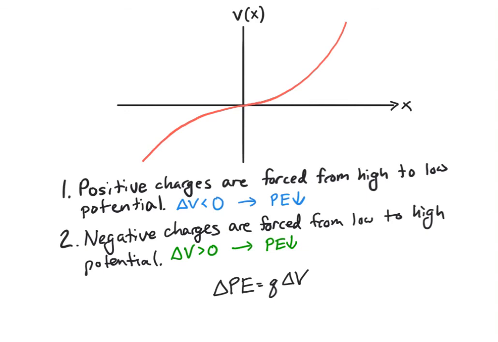Now remember, in this example, the charges are really moving along a line. They are not moving along this curve. This curve is a function that represents the value of potential at a certain position. These charges are moving left and right. So a positive charge right here will move or accelerate to the left, and a negative charge, regardless of where it is in this particular graph, will accelerate to the right.